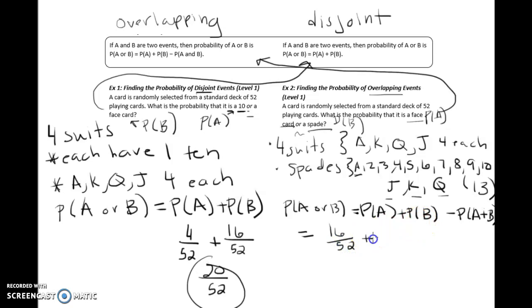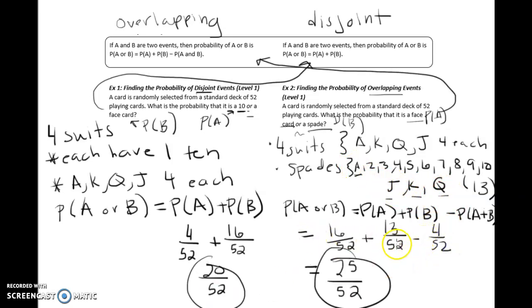Plus the probability of B. The probability of getting a spade is going to be 13 out of 52. But there would be some overlapping, right? Because you could have an ace of spades, king of spades, queen of spades, jack of spades. So minus the probability of A and B, and that is going to be these four particular items here. So minus 4 over 52, and then I just combine them. And when I combine them, I'll get 25 over 52.